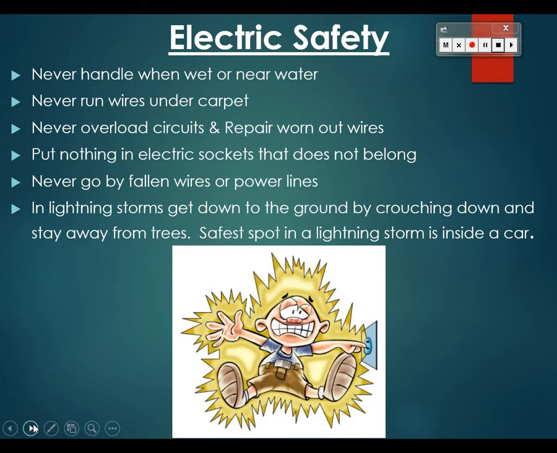Okay, and electrical safety, and I believe this is the last one. You don't need to write these down, but definitely keep them in mind. Never handle anything electronic when you're wet or if you're near water. Don't run wires under carpet. The friction of the carpet moving back and forth just from walking or vacuuming can actually wear through the insulating material on the outside of the wire, and it can provide a current under the carpet, which will then unfortunately set it on fire.